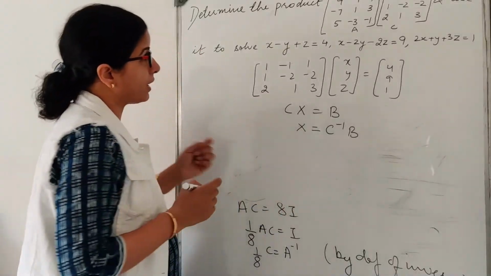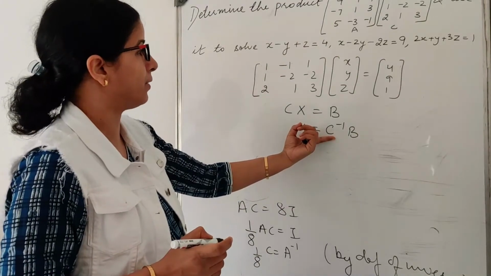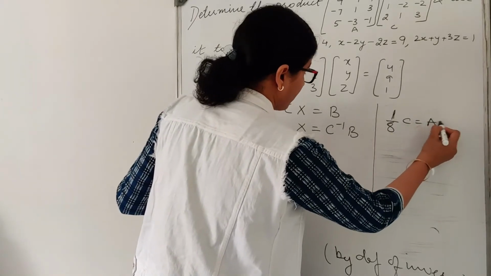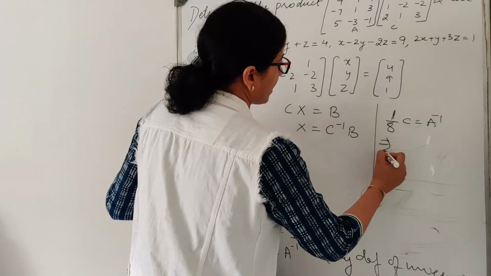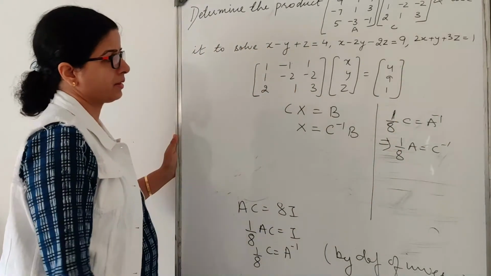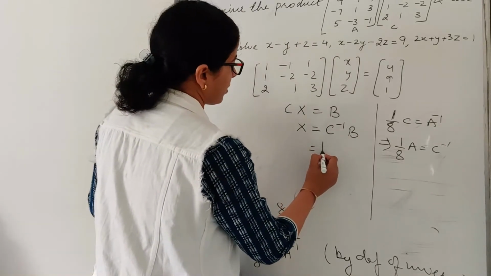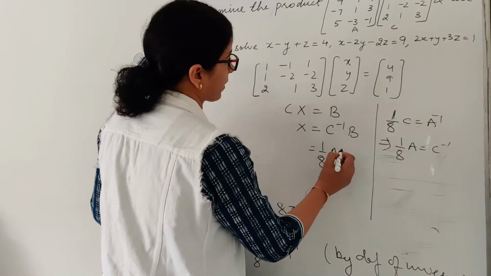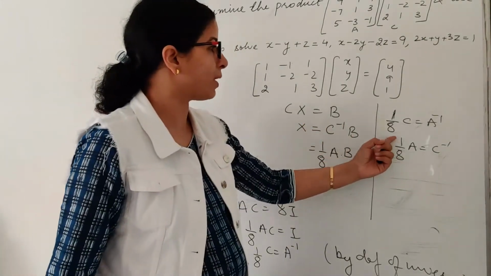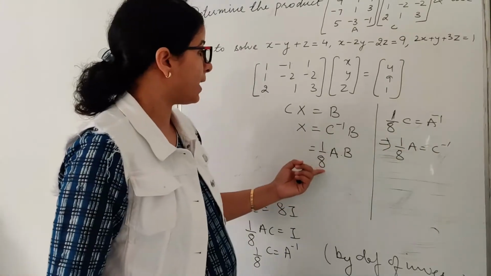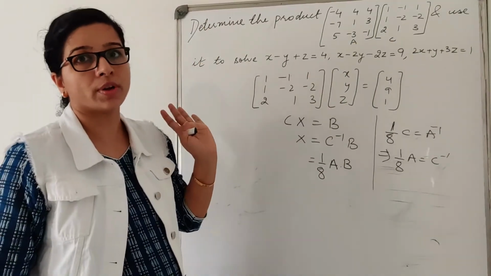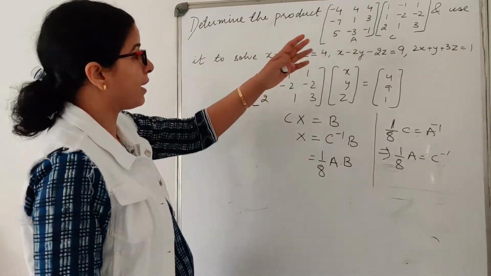So I have to find the value of C inverse, right? I have already written here 1 by 8 C is equal to A inverse. So this can be written as 1 by 8 A is equal to C inverse, right? So C inverse can be replaced by 1 by 8 of A, and into B. So 1 by 8 A into B. We have utilized the product of these two. We are not going the traditional way of solving the matrix method. I have utilized this product.